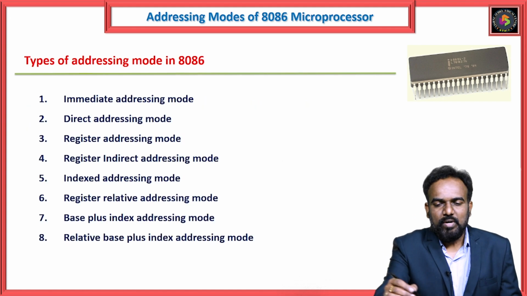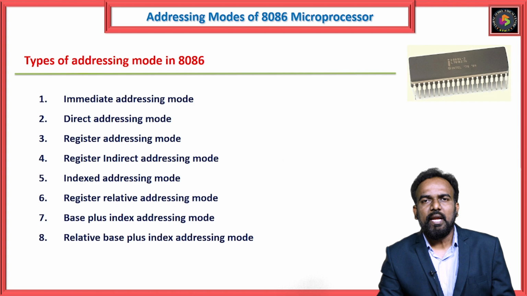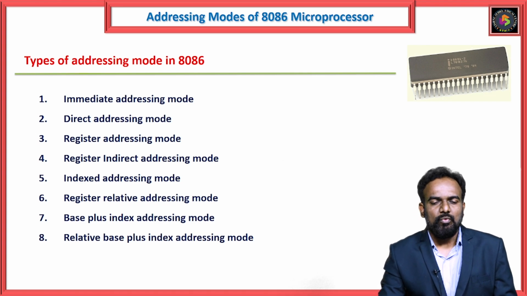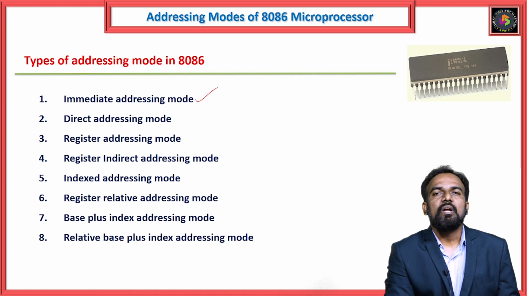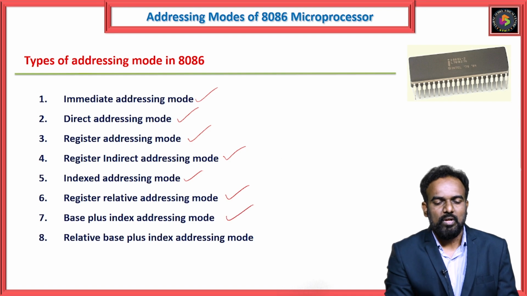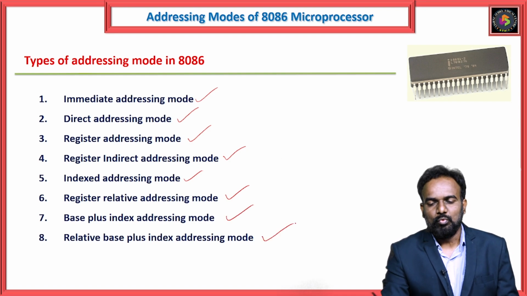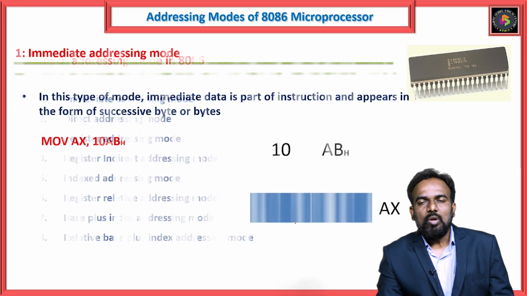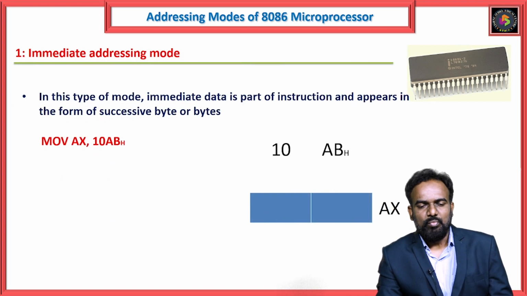These are the types of addressing modes. Mainly there are 8 addressing modes. The first one is immediate addressing mode. Next, direct addressing mode. Next, register addressing mode, then register indirect addressing mode. Next, indexed addressing mode, register relative addressing mode, the seventh one, base plus index addressing mode, and the last one, relative base plus index addressing mode. Now, one by one we are going to discuss them with examples.